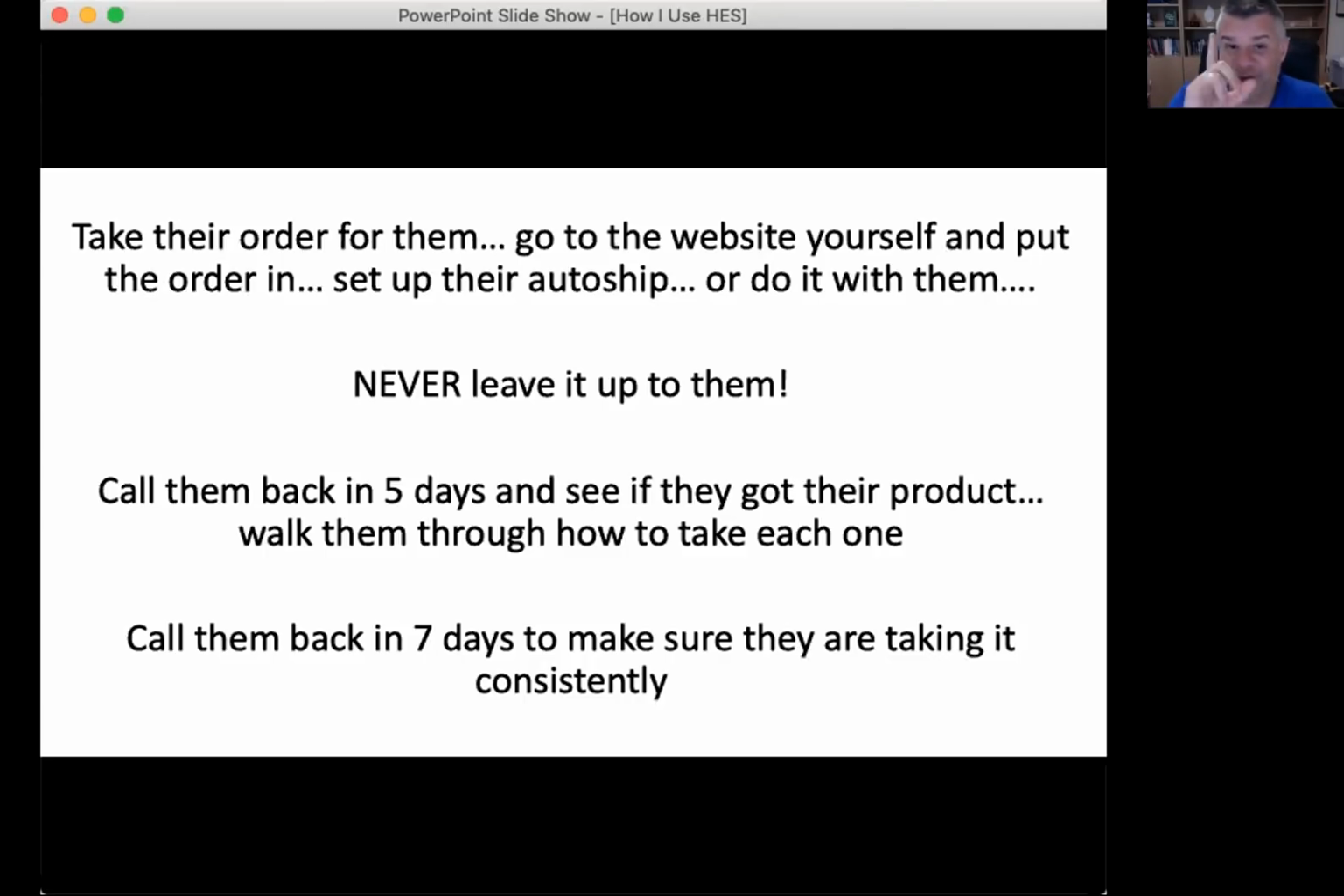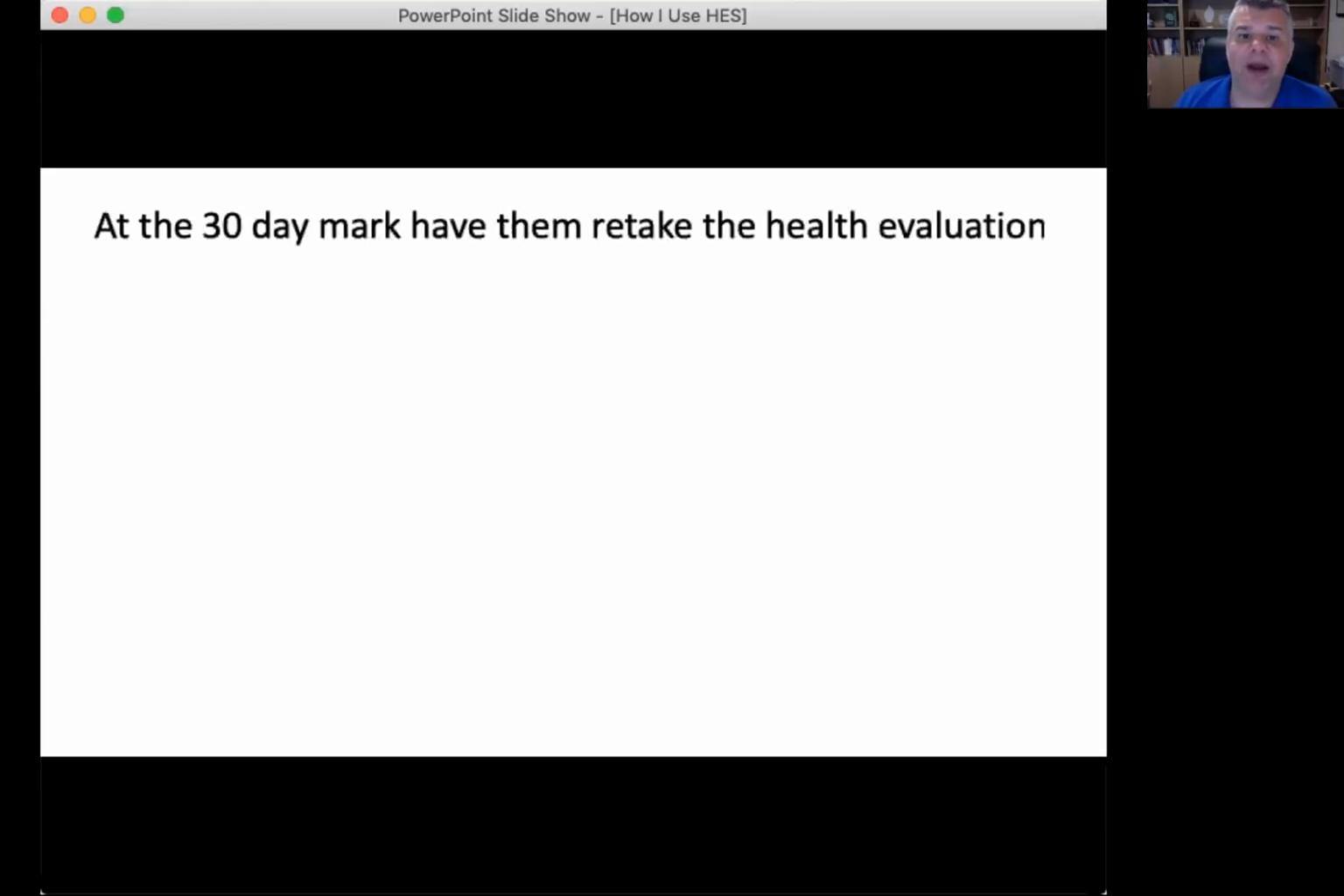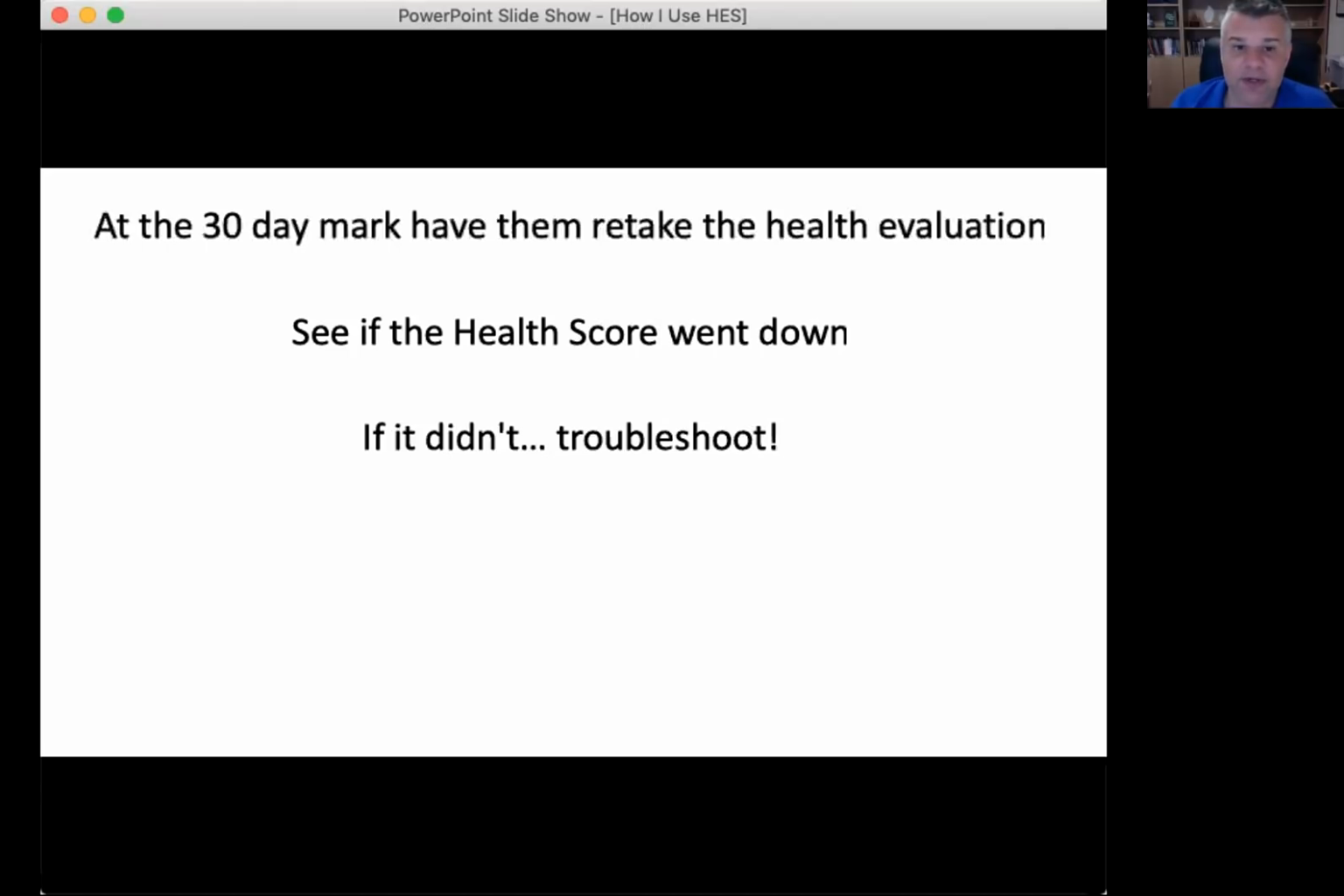Okay, and this is where the real magic of this system starts happening. So at the 30-day mark, have them retake the health evaluation. See if their health score went down. Remember, the whole goal of this thing is to make the health score go down. So if it didn't go down, you got to troubleshoot. Now we're going to have a whole class on how to troubleshoot coming up, okay? So don't worry if you don't know how to troubleshoot with them and, oh my gosh, the score didn't go down. So the score was 90 and it's still 90, okay? So it didn't go down at all.